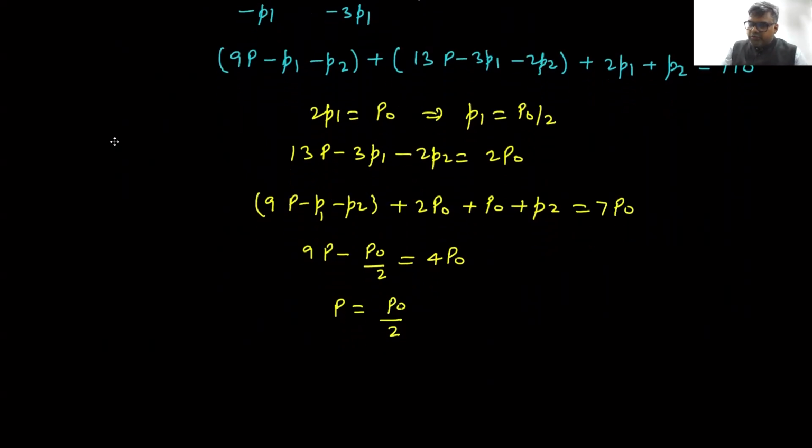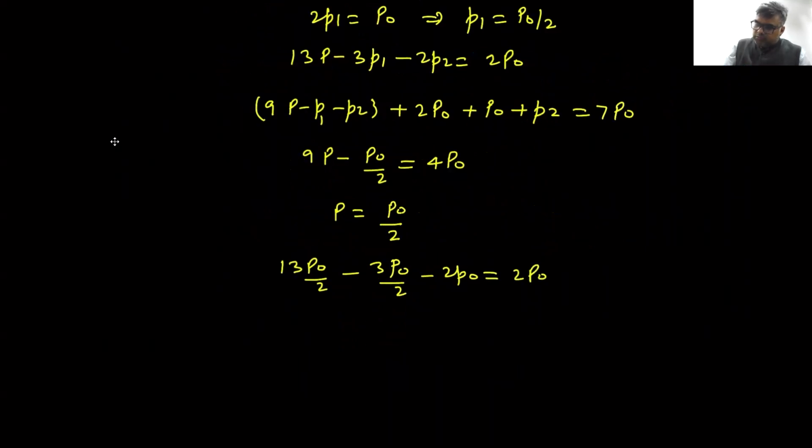Now substitute these two values in the expression of, let's say, hydrogen, and you'll get the P2 value. So 13P naught by 2 minus 3P naught by 2 minus 2P2 is equal to 2P naught. From here, you have to calculate P2, which you will get as 3P naught by 2, I think. This is 5.